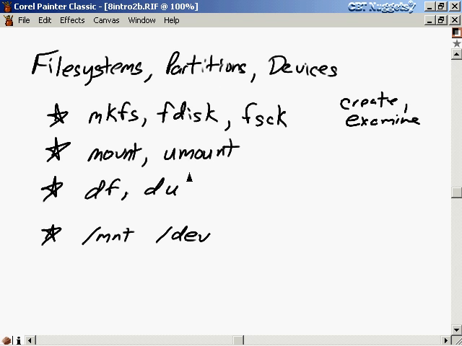Now, I was the 6th grade spelling champ, and I know this is not the way you spell unmount, but it is the way that you spell the Linux command for unmount. They just leave out the N for some reason. So the umount command is used to unmount file systems, partitions, and devices.